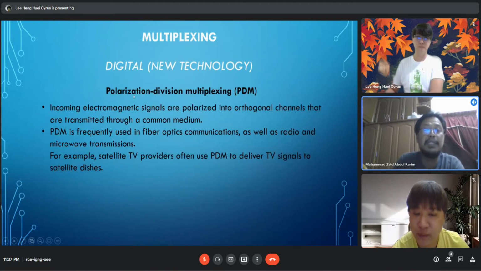Polarization division multiplexing, PDM. Incoming electromagnetic signals are polarized into orthogonal channels that are transmitted through a common medium. PDM is frequently used in fiber optic communication as well as radio and microwave transmission. For example, satellite TV providers use PDM to deliver TV signals to satellite dishes.